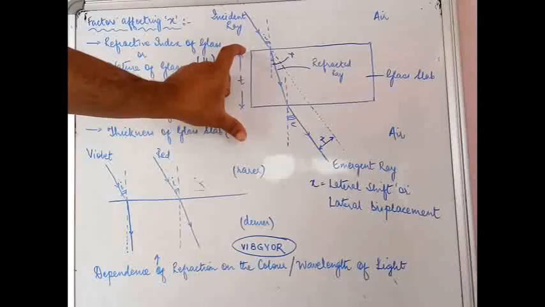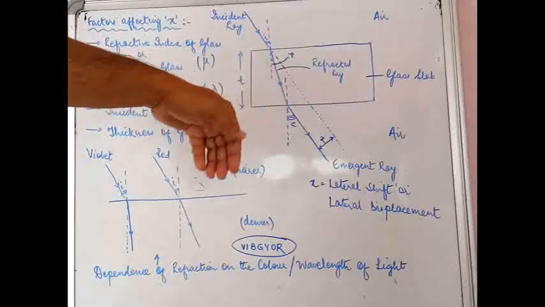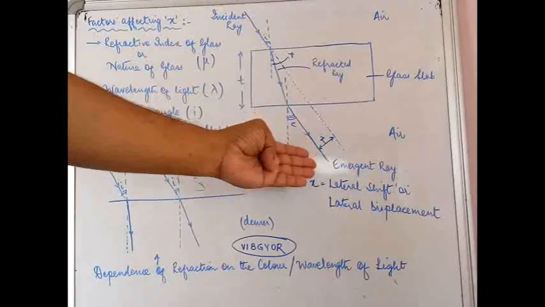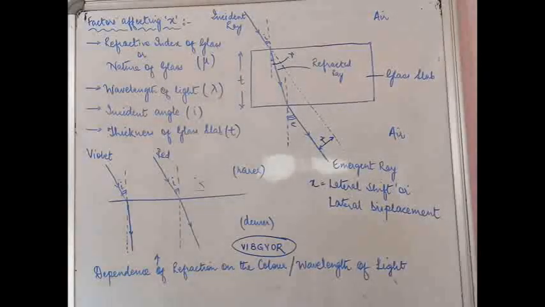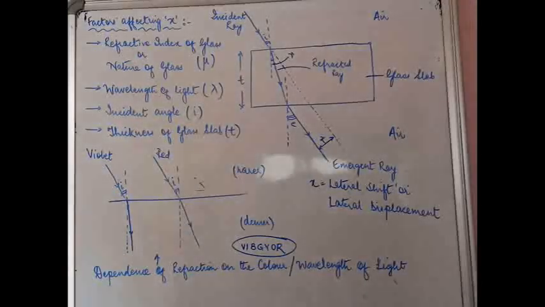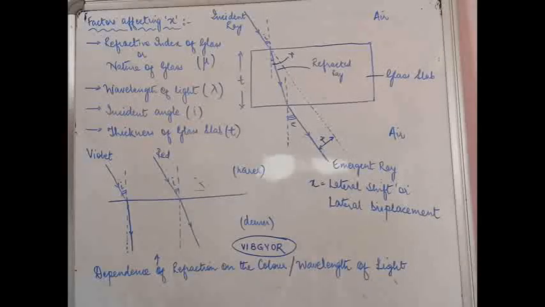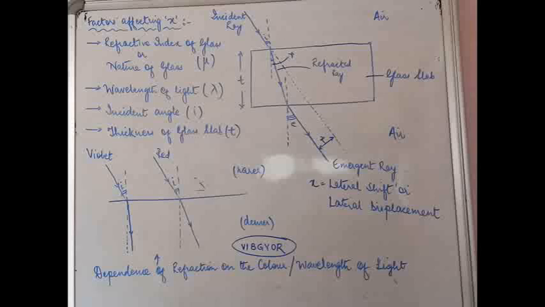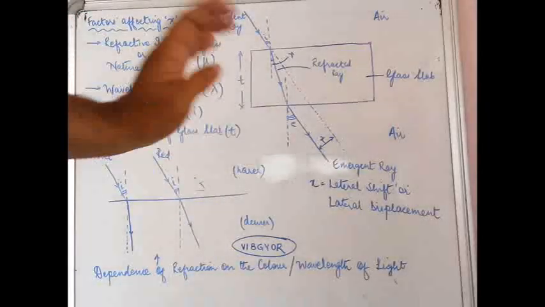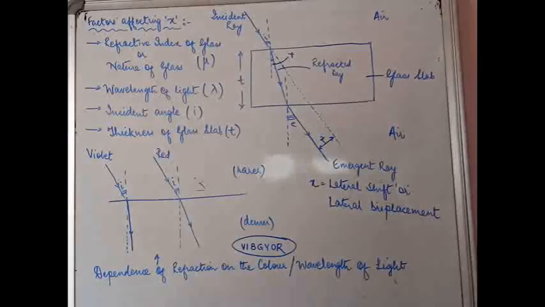Okay, so if this thickness is more, it will travel more and it will get deviated more. So eventually what you will get in the end will be a higher value of x. So with increased thickness, you also get an increased value of lateral displacement. These are the factors that will decide the lateral shift or the lateral displacement.